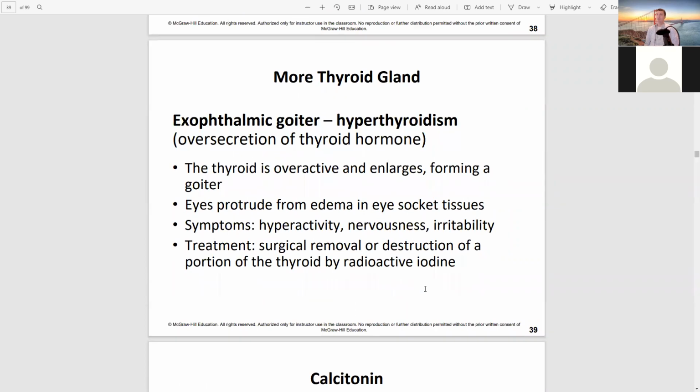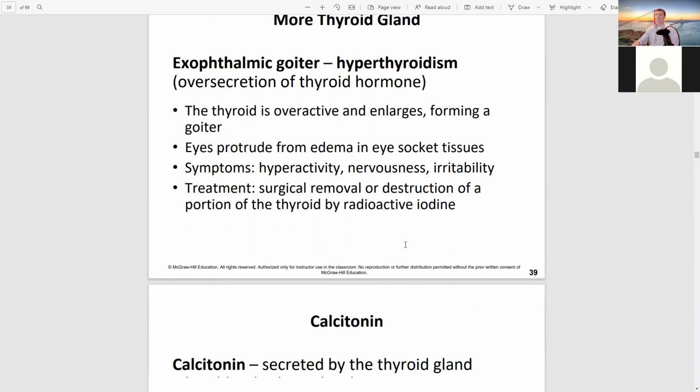Hyperthyroidism is oversecretion of thyroid hormones. The thyroid is overactive and enlarges, forming a goiter. Eyes protrude from edema in the eye socket tissues, and symptoms are hyperactivity, nervousness, and irritability. The treatment is surgical removal or destruction of a portion of the thyroid by radioactive iodine.